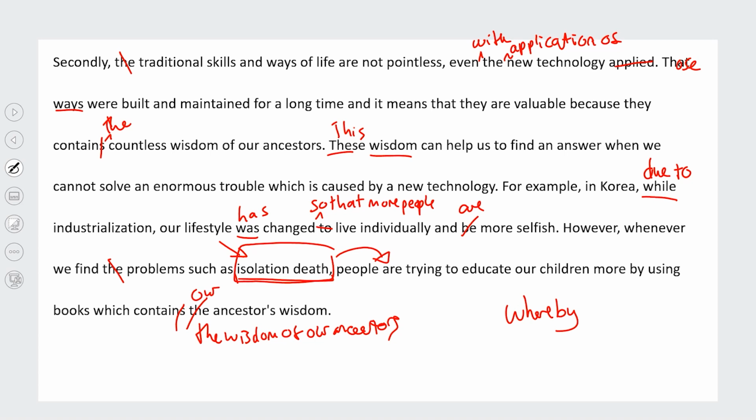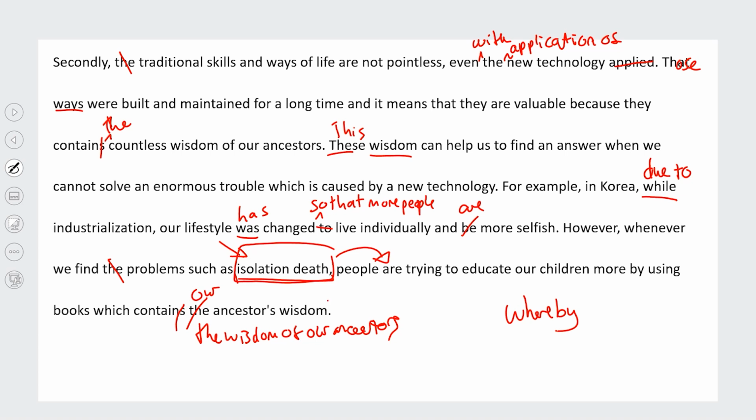So problems such as isolation death, whereby people who live alone are not able to get the social connections that they need, become depressed, give up on life, and die from loneliness. Okay? Then in your example, you've included an explanation of a concept that is quite specific to your own culture, so that you don't know what nationality necessarily your examiner will be. So a culturally specific concept like that, you do need to explain a little bit more. Then you would link to solve this problem, people are trying to educate our children more by using books which contain our ancestors' wisdom.